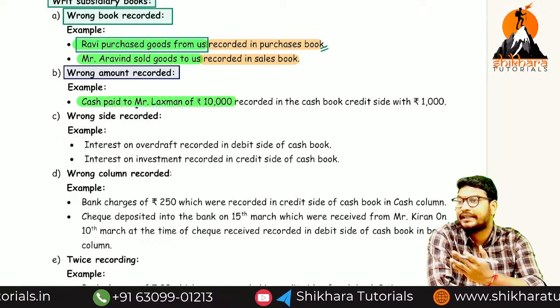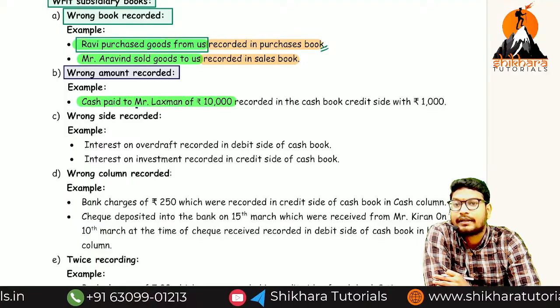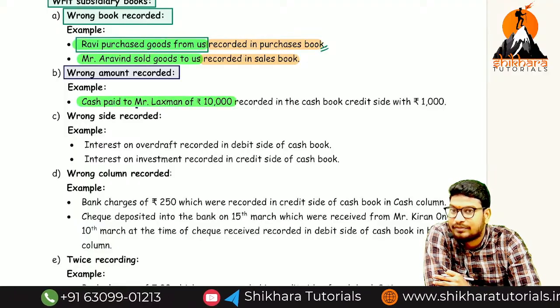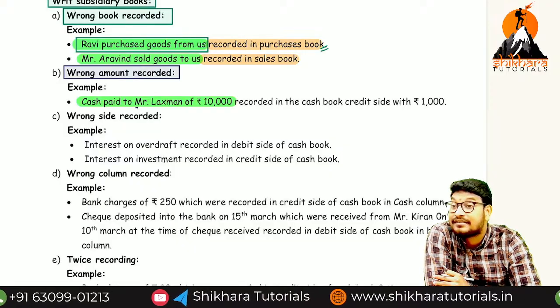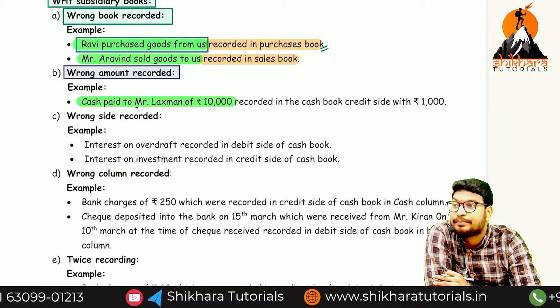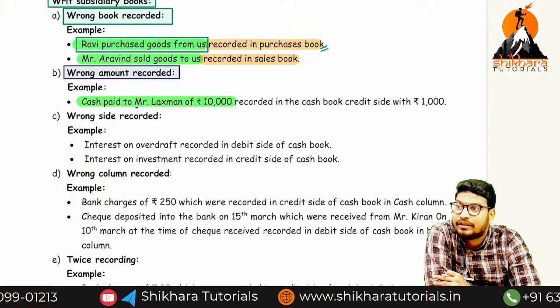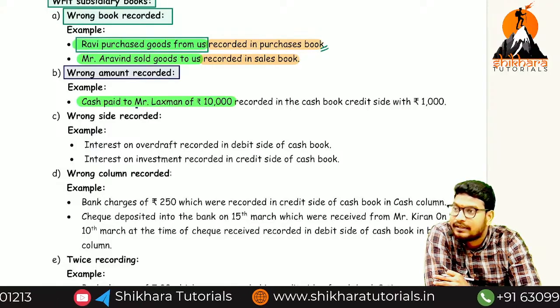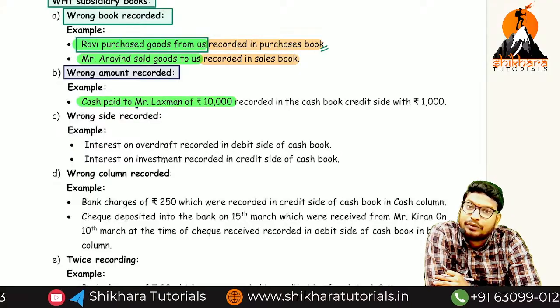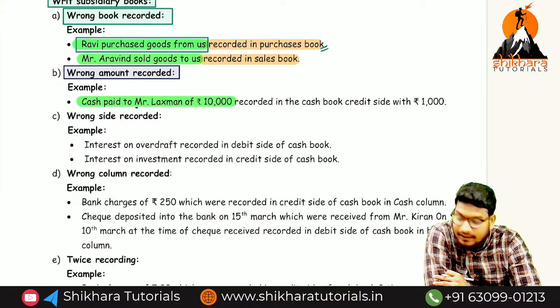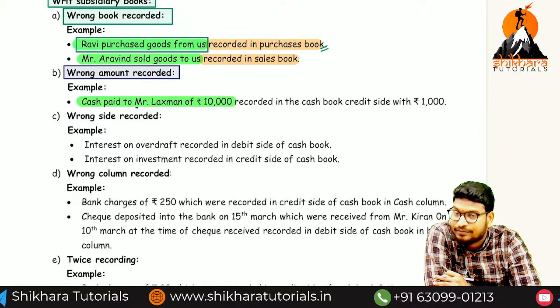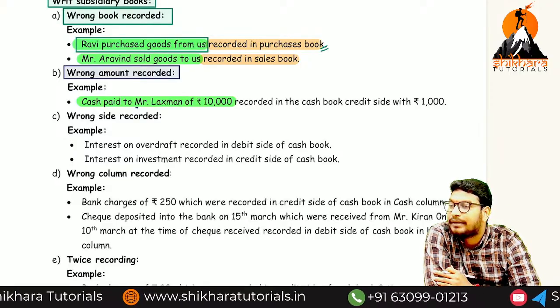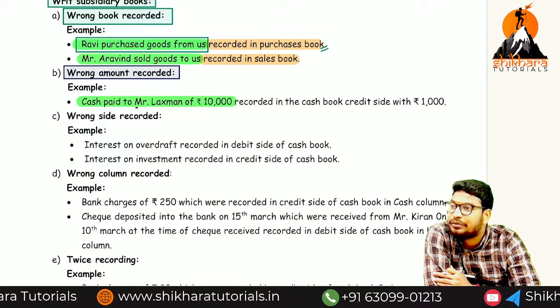Cash paid. In which book we need to record? Cash book, purchase book, sales book, purchase returns, sales returns. We have to record in the cash book. Which side? Credit side, because payment. Receipt means we will record on the debit side. Payment means we will record on the credit side. What we need to record? By Lakshman. In the cash account, we have to record by Lakshman. Cash account is equal to the cash book.